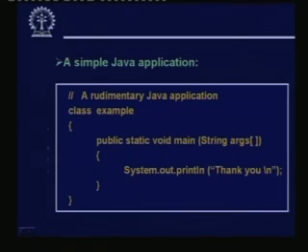So, a typical Java application looks like this. This is the simplest possible Java application, which simply prints a line of text on the screen, thank you, followed by a new line. There is a class called example, and within that class there is a single method called main. For a Java application, there has to be a method called main. This is mandatory. But we will see here there is a little difference from Java applet. In a Java application, we must have a method called main.